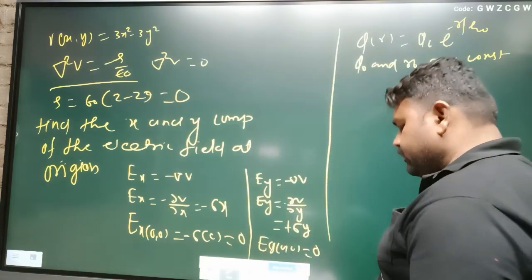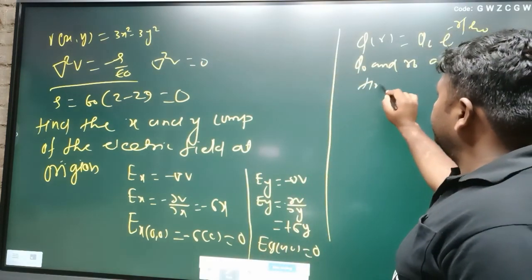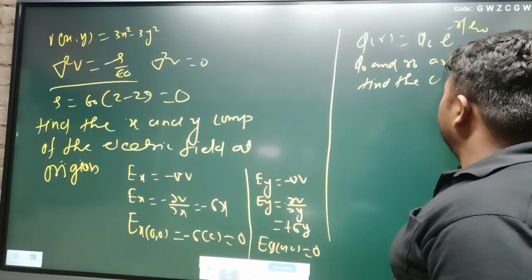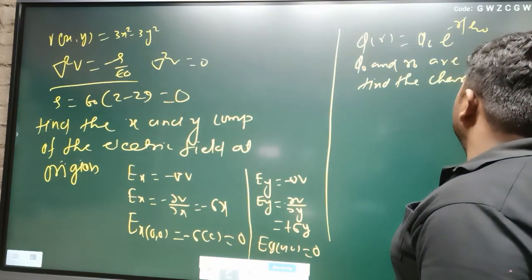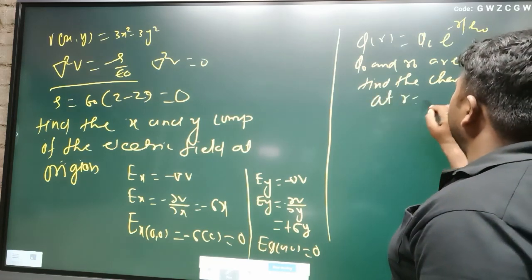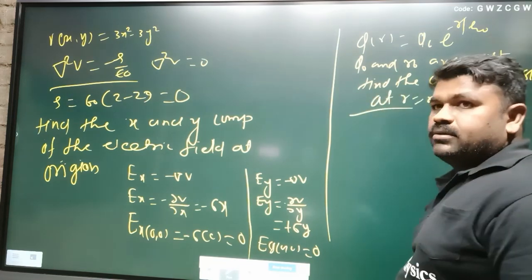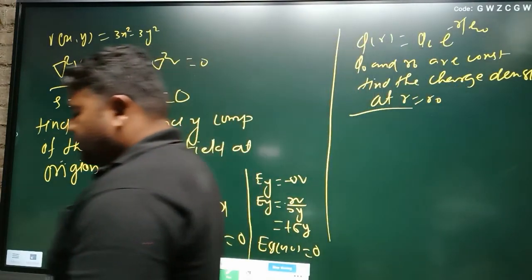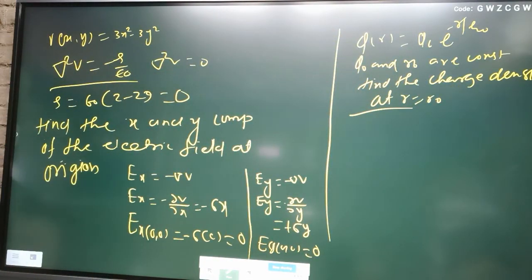Find the charge density at r is equal to r naught. Charge density and potential relation: del square phi is equal to minus rho upon epsilon.